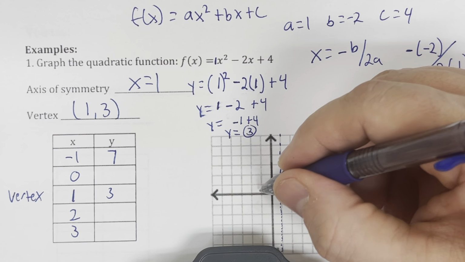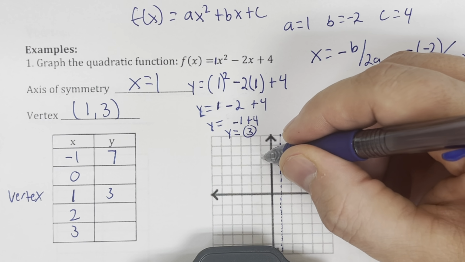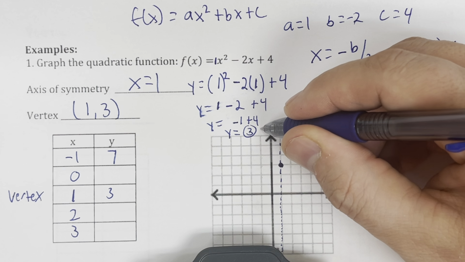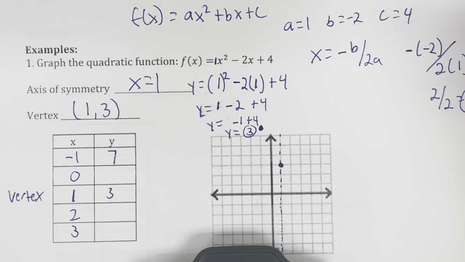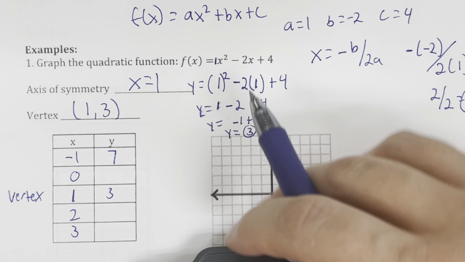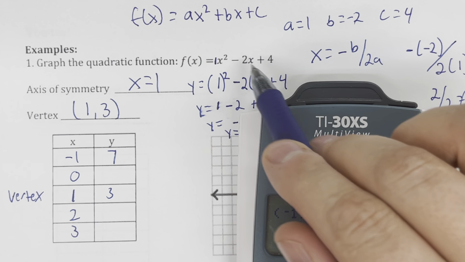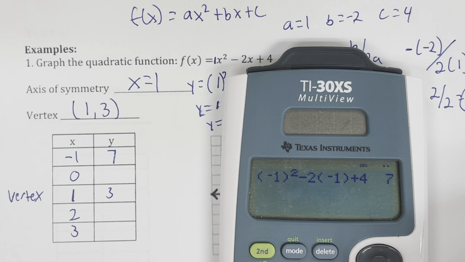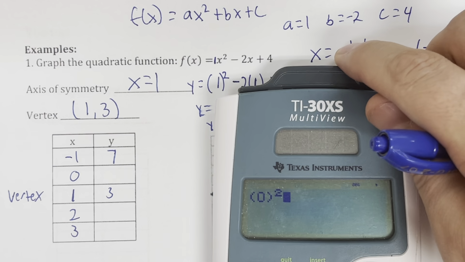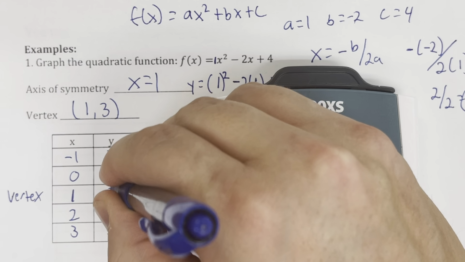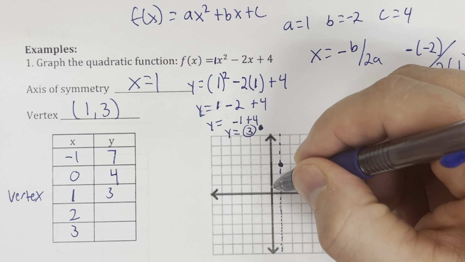So I might as well plot that. Negative 1, up 1, 2, 3, 4, 7. Went off the graph just a tiny bit. Now we'll put in 0. This one's actually the easiest one to put in. It should be 4. We'll see what we get. All right, so parentheses 0 squared minus 2 parentheses 0 plus 4. We get 4. So my next point is 0, 4.